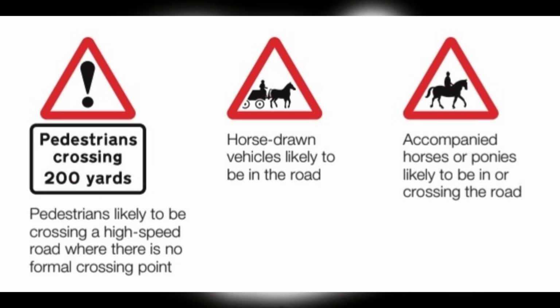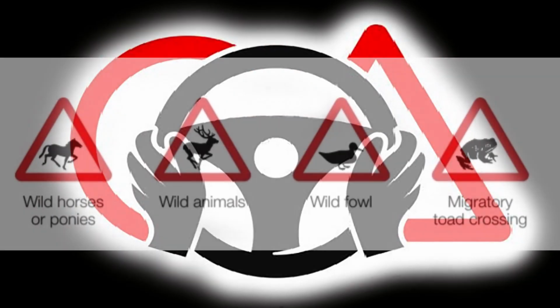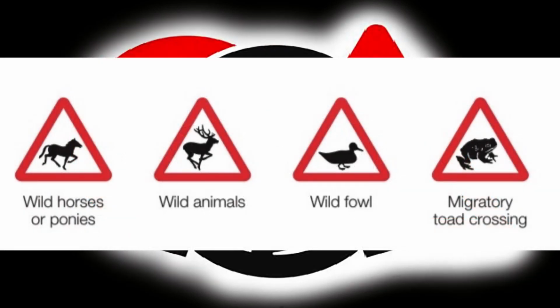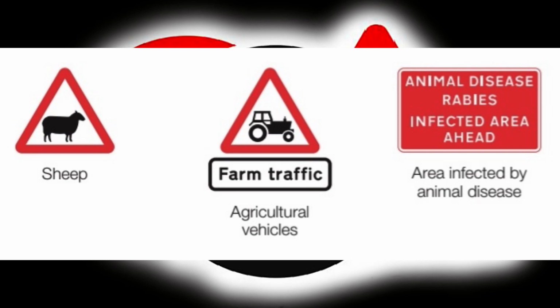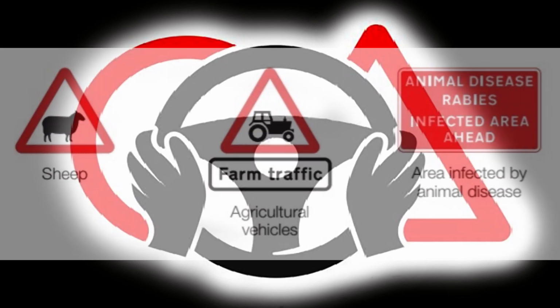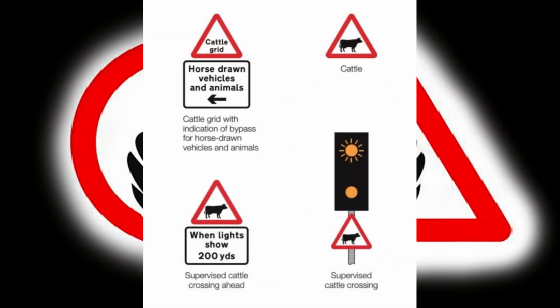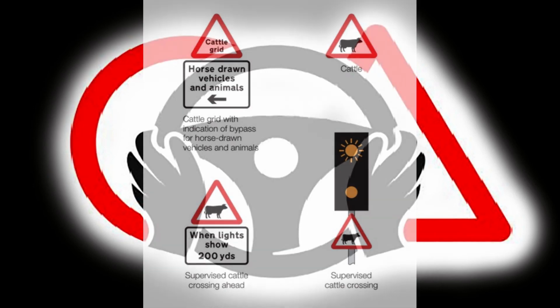Horse-drawn vehicles likely to be in the road. Accompanied horses or ponies likely to be in or crossing the road. Wild horses or ponies. Wild animals. Wild fowl. Migratory toad crossing. Sheep. Agricultural vehicles. Area infected by animal disease. Cattle grid with indication of bypass for horse-drawn vehicles and animals. Cattle. Supervised cattle crossing ahead. Supervised cattle crossing.